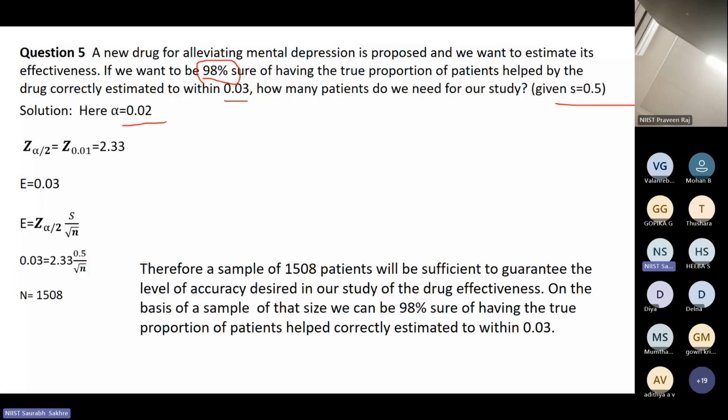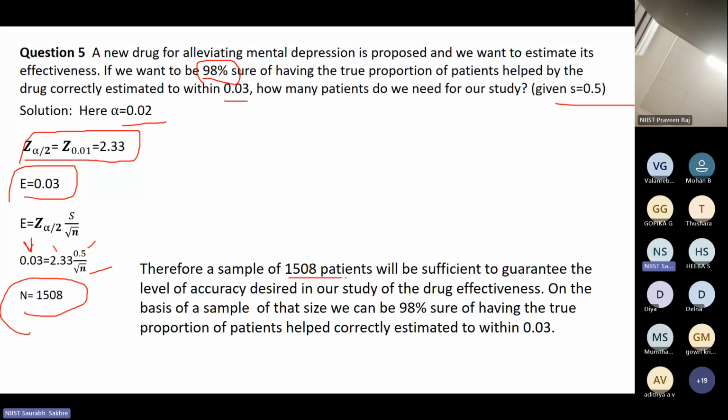So here alpha is 0.02, then I will do Z alpha by 2, Z 0.01, equal to 2.33. E is 0.03, I put 0.03, standard deviation 0.5, and n we need to calculate, and 2.33 we came to know from our value of alpha. So if I calculate, n will be equal to 1508.